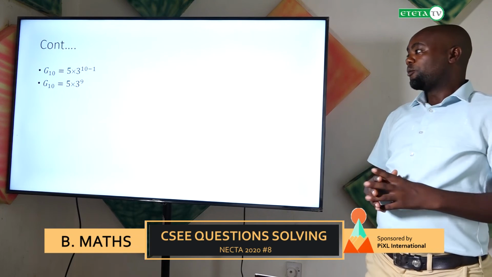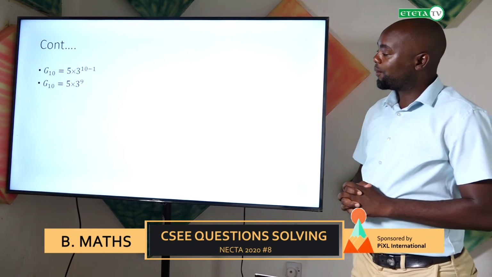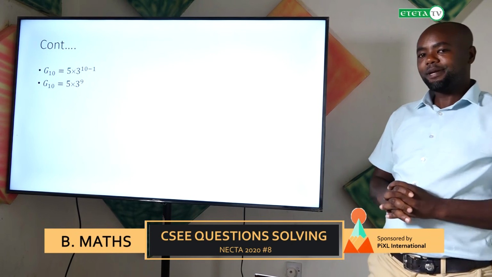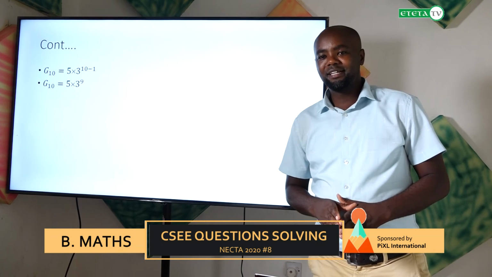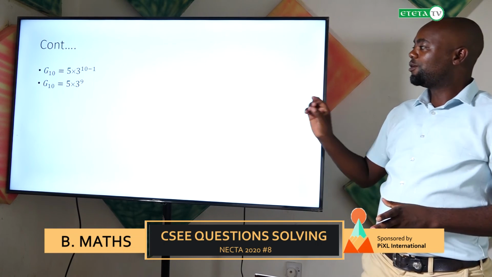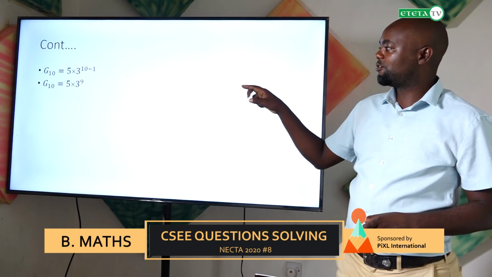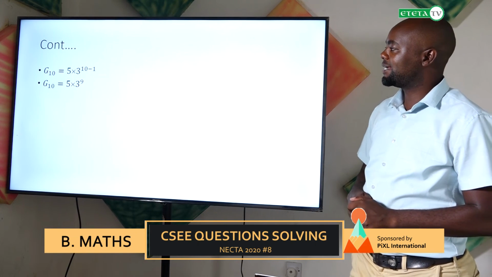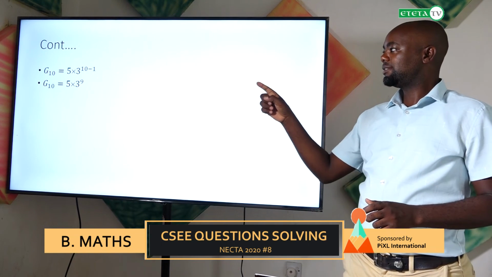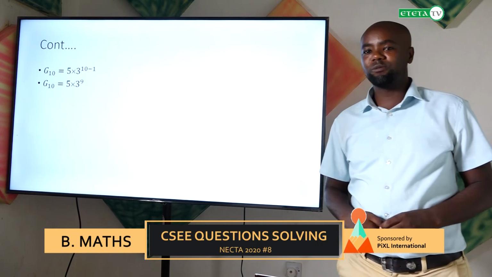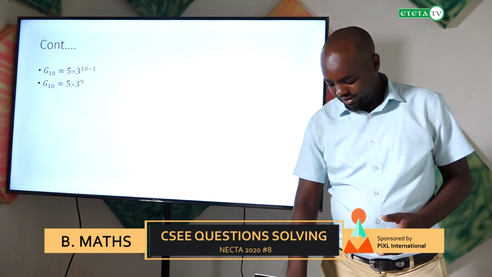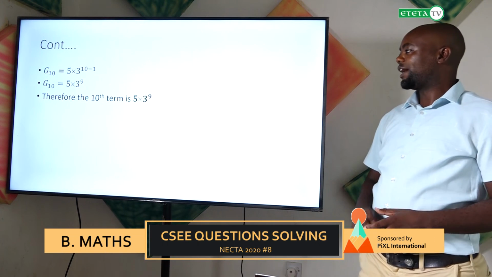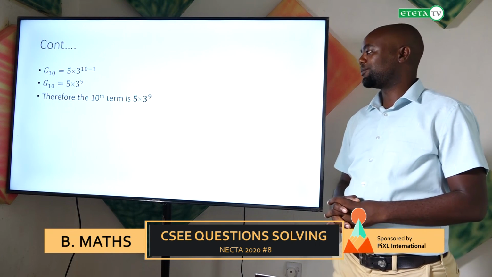Remember, your question is to find the 10th term, and make sure your answer is in exponential form. So you are not required to find the value of 3 exponent 9. You are supposed to leave the answer as it is. Since 3 exponent 9 is in exponential form, automatically that is your answer. Therefore, the 10th term is equal to 5 times 3 exponent 9.